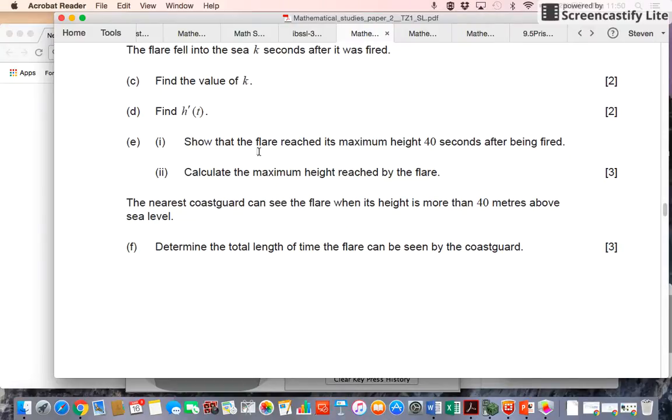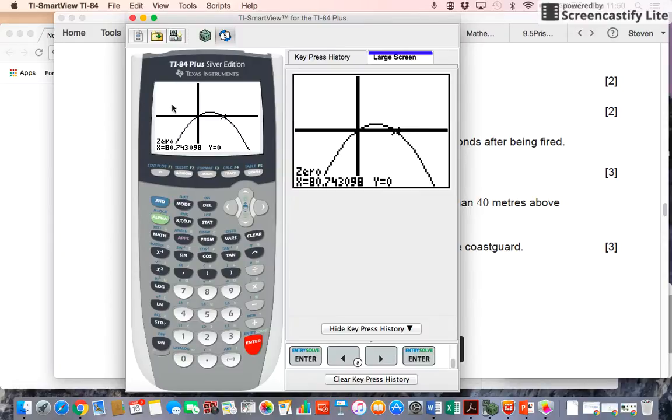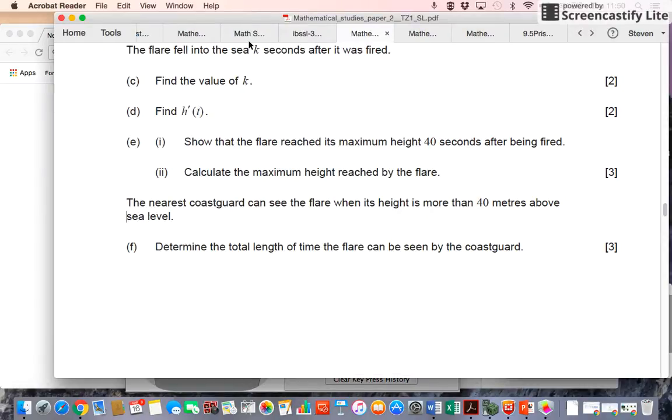Okay, show that the flare reaches its maximum height at 40 seconds after being fired. Okay, that is actually the vertex of the parabola. So you can use the vertex formula from the formula sheet if you wish, wherever the formula sheet is. Which is h is equal to negative b over 2a. You can use that to find 40 seconds at least, okay?